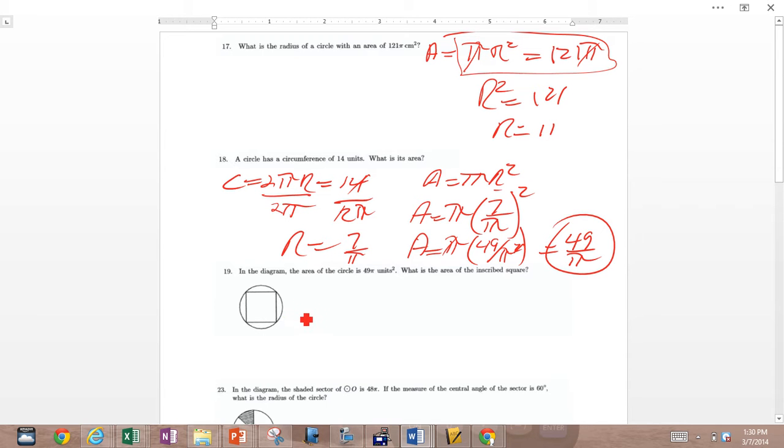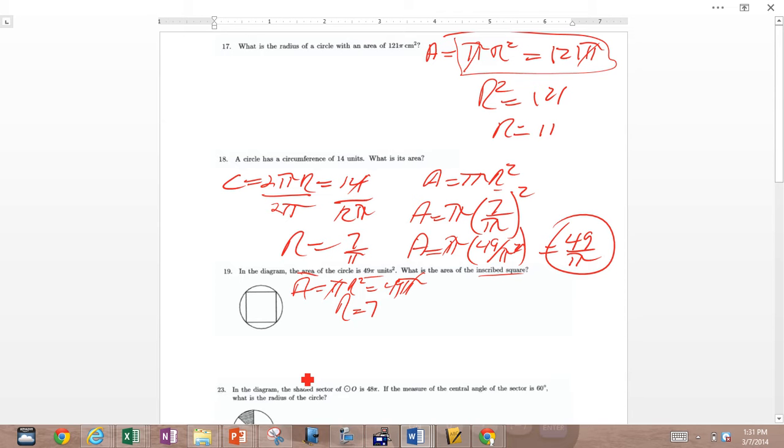Number 19. In the diagram, the area of the circle is 49 pi units. What is the area of the square? Well, we have the area of the circle, and we know the area of the circle is pi r squared. But that's said to equal 49 pi, so we can cancel out the pi. r squared is equal to 49, so r is equal to 7. Now, the radius is 7.